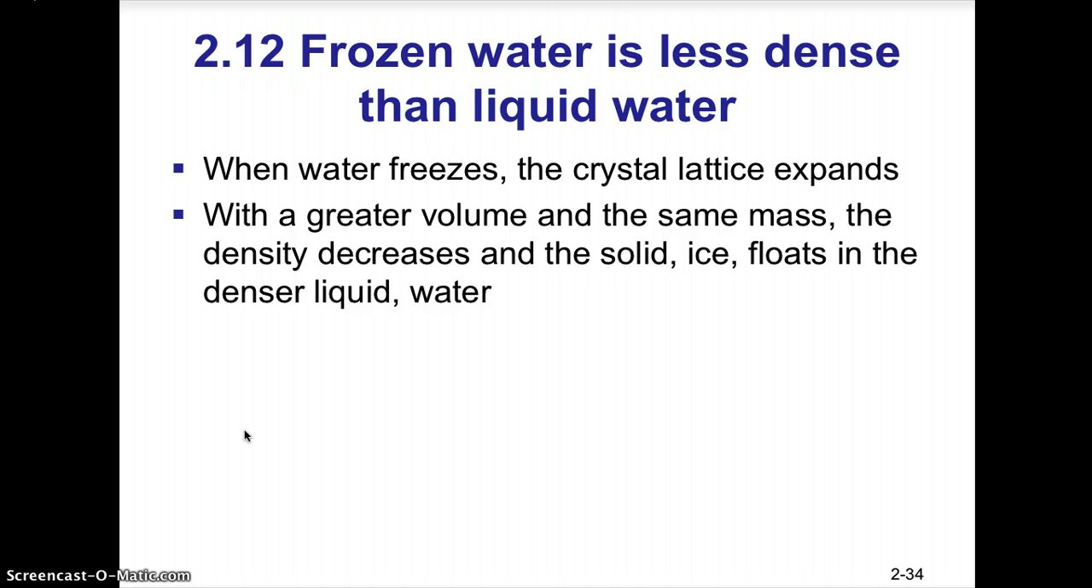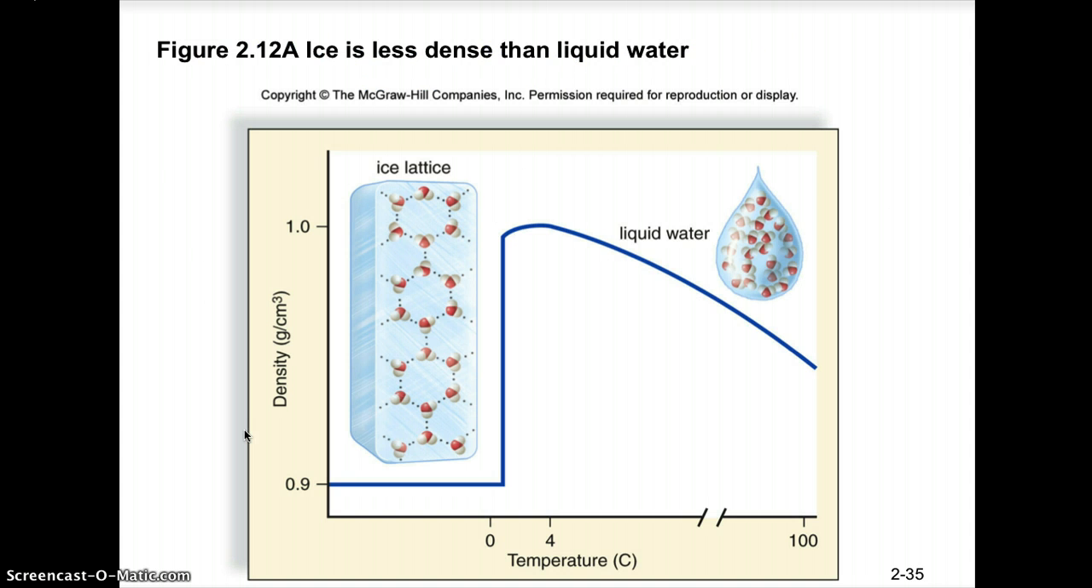Another unique property of water is that frozen water is less dense than liquid water. Water is most dense at 4 degrees, so when water freezes, the crystal lattice expands, and this increases the volume, but it still has the same mass. The volume increases and the density decreases, and now you have a solid, which we call ice, that will float in the less dense liquid form of water. So here you can see it.